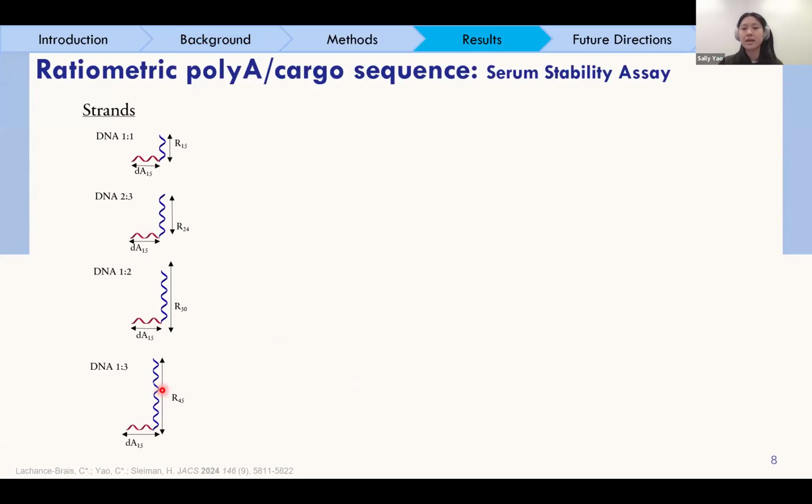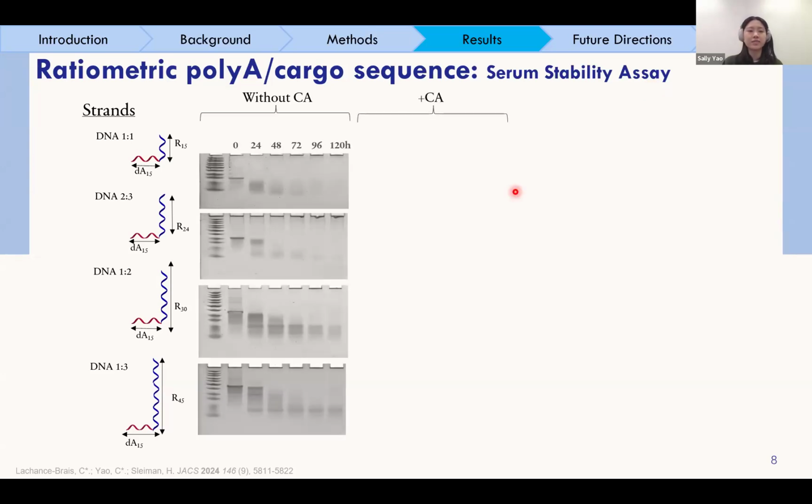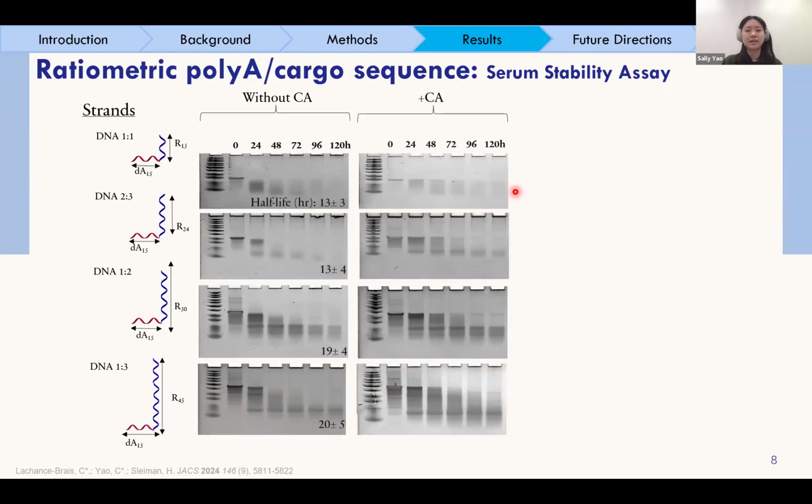And we did a quick serum stability test where, without cyanuric acid, everything degrades within a day, which is expected. However, for the ones with cyanuric acid, only the DNA 1-to-1 strands show a significant difference when the cyanuric acid is added. For the DNA 1-to-3 strand that has the longest cargo sequences, we don't see any difference between with or without cyanuric acid.